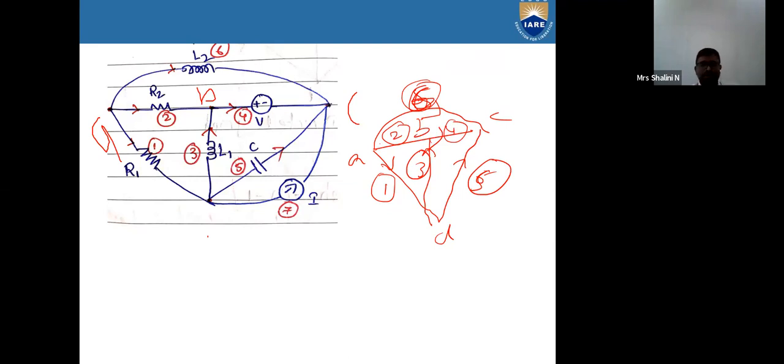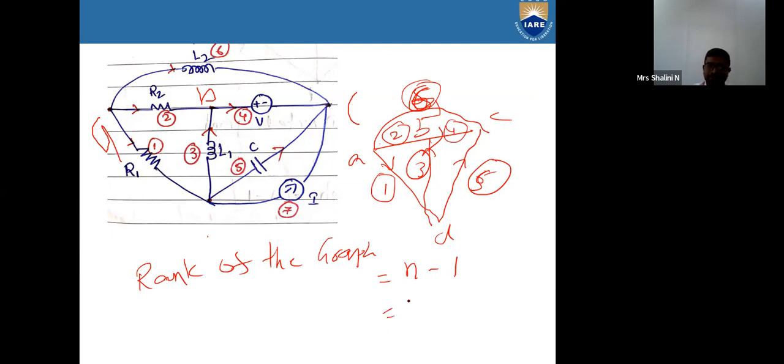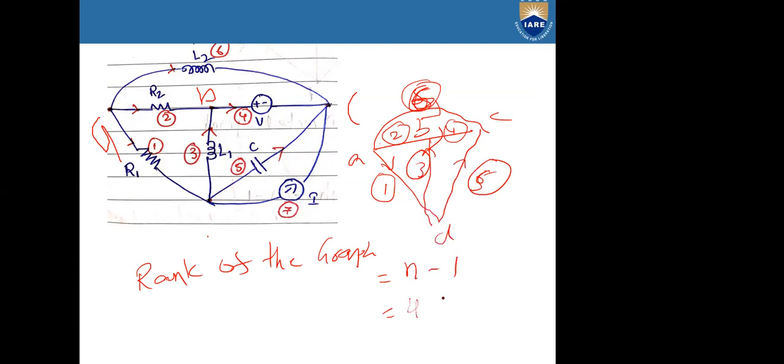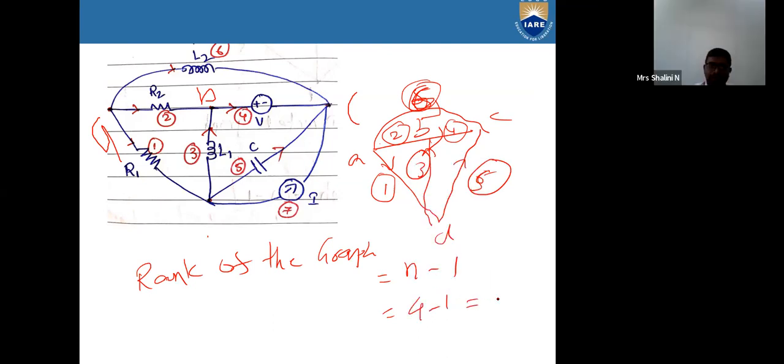Next, one of the important questions is: what is the rank of the graph? This type of question is asked for 3 marks. The rank of the graph is nothing but n minus 1, that is, nodes minus 1. How many nodes are there? 4 nodes, so 4 minus 1. The rank of the graph will be 3.